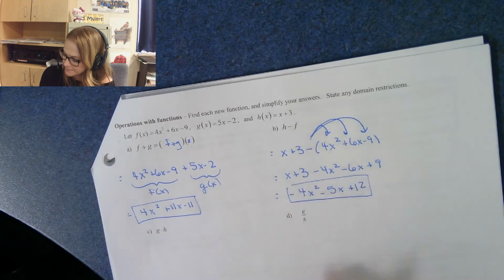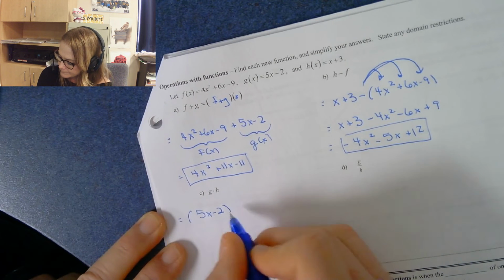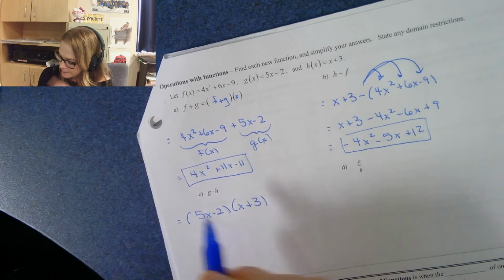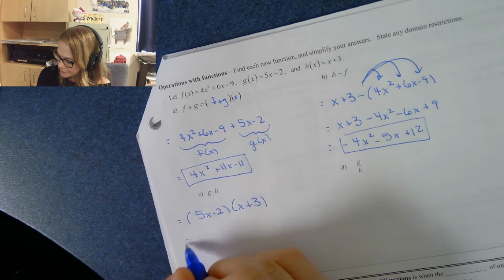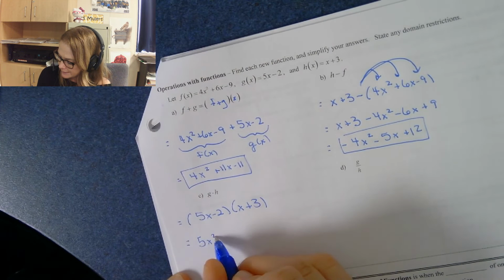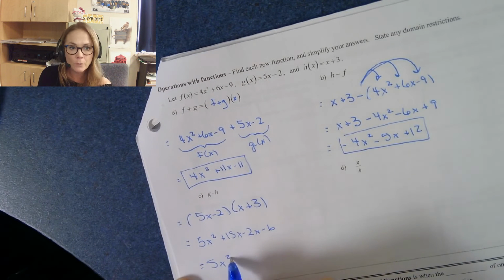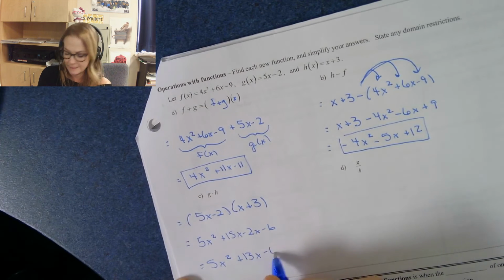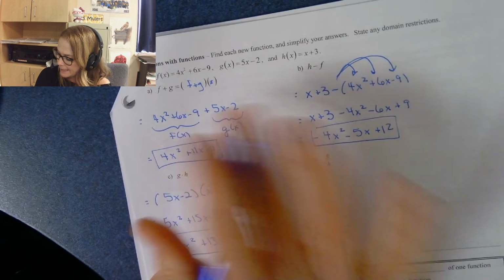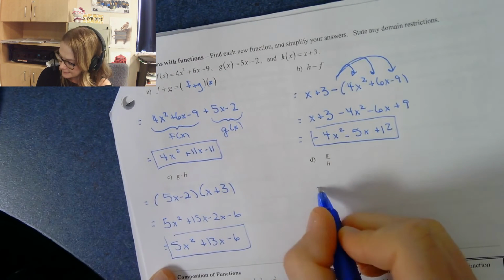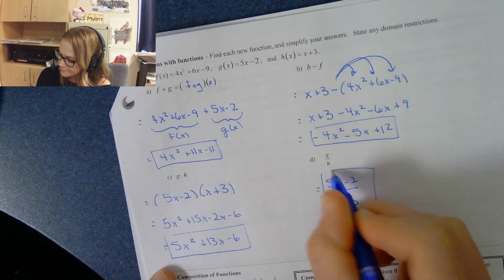All right. G times h, so g is here, and x plus 3 is here. So this is just g, this is just h, and we're going to do our favorite thing, FOIL: 5x squared plus 15x minus 2x minus 6, 5x squared plus 13x minus 6. Okay, divide. G of x is 5x minus 2 over x minus 3, and I am done.